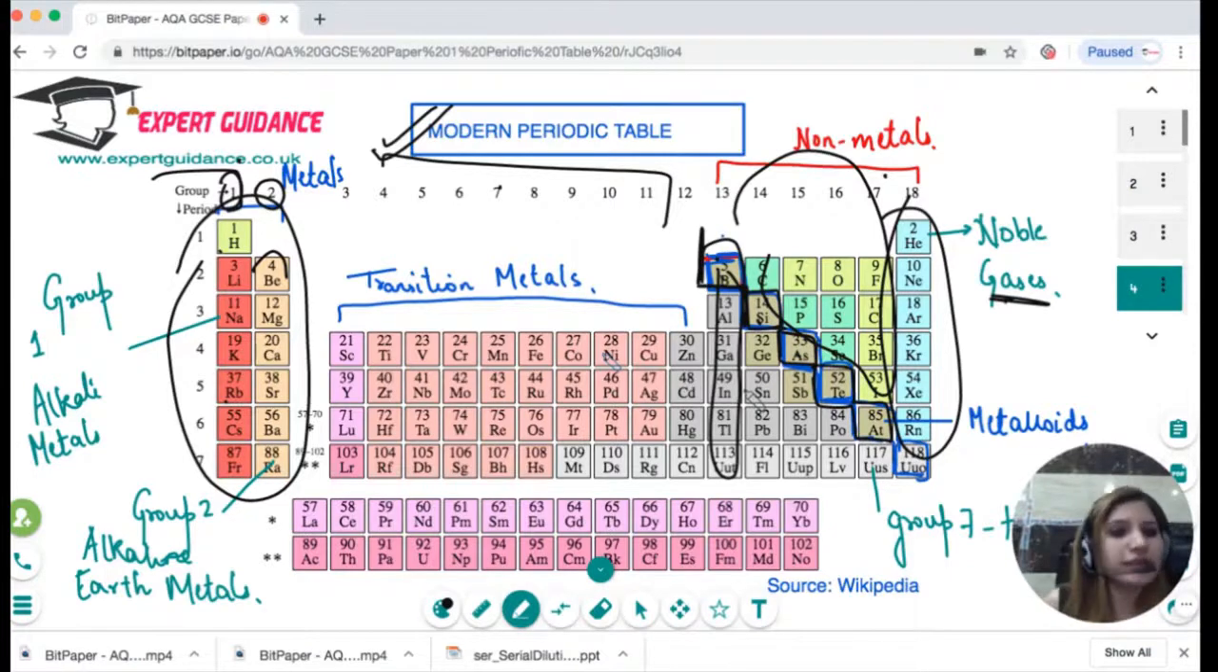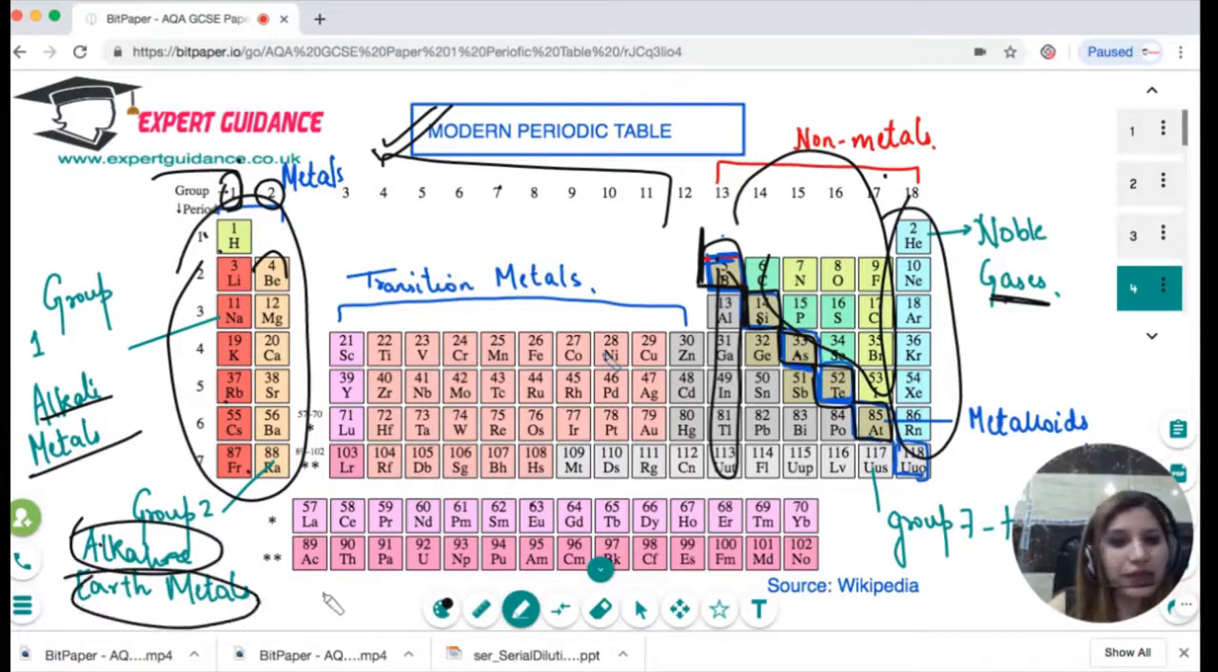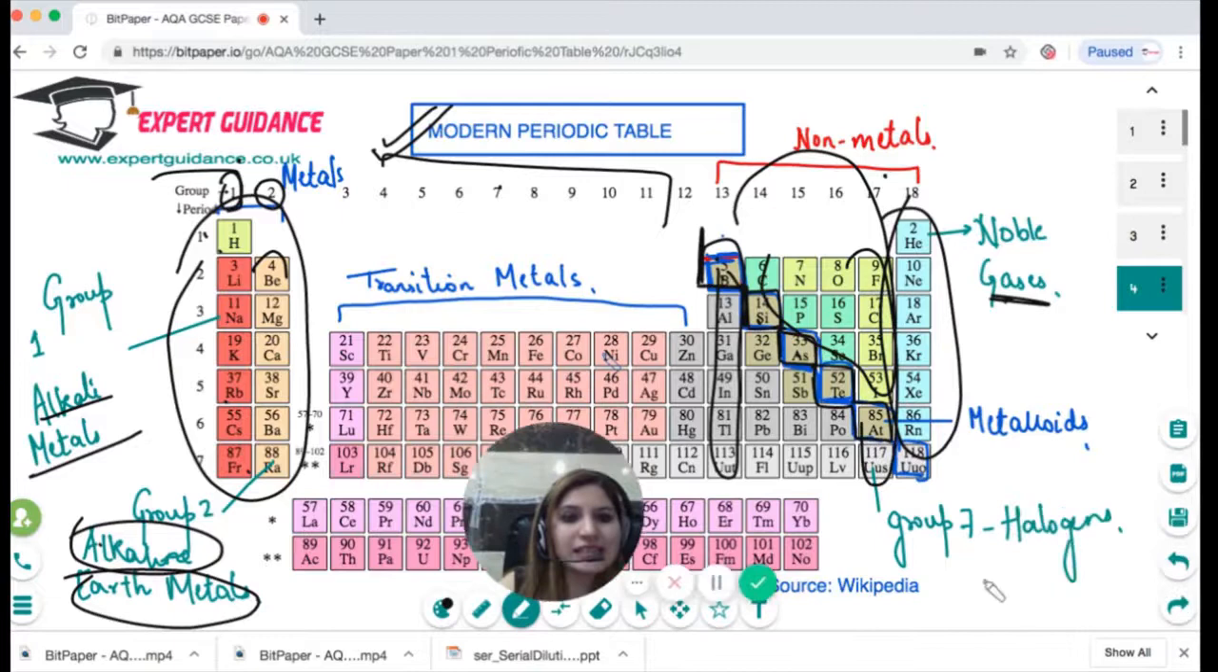Now, the next thing you need to remember from this periodic table is the common names of certain groups. Group 1 is known as alkali metals. We'll find out why they are known as alkali metals. Group 2 are known as alkaline earth metals. Group 7, that is the whole of this group, is halogens, and group 8 or group 0, the last group of the periodic table, is the noble gases.